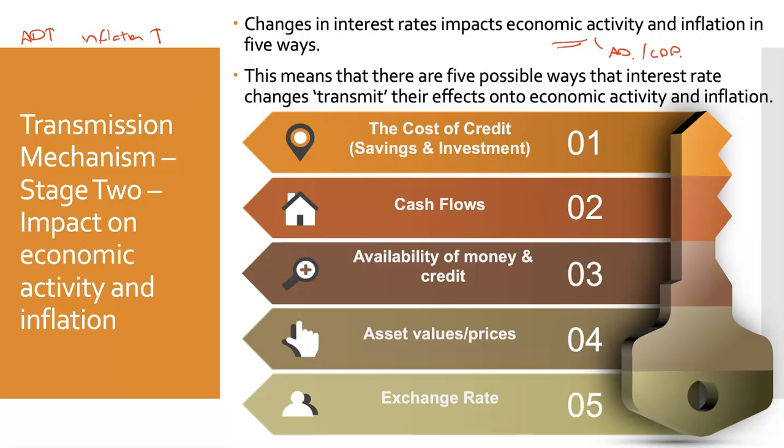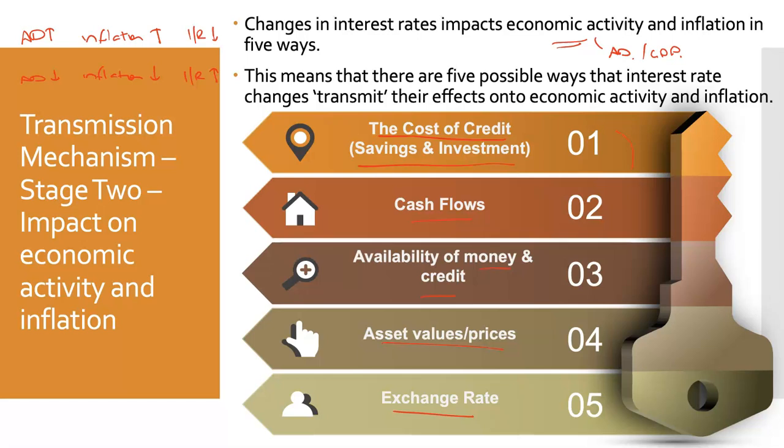And this has likely occurred because interest rates have gone down. Aggregate demand will go down, and this is generally a response because we are trying to reduce inflation, and this occurs if interest rates go up. There are 5 possible ways that the interest rate changes can transmit their desired effect onto economic activity and inflation. The cost of credit, also saving, and particularly the cost of savings and investments, cash flow, the availability of money or credit, the availability to get a loan, asset values and prices, and exchange rates.